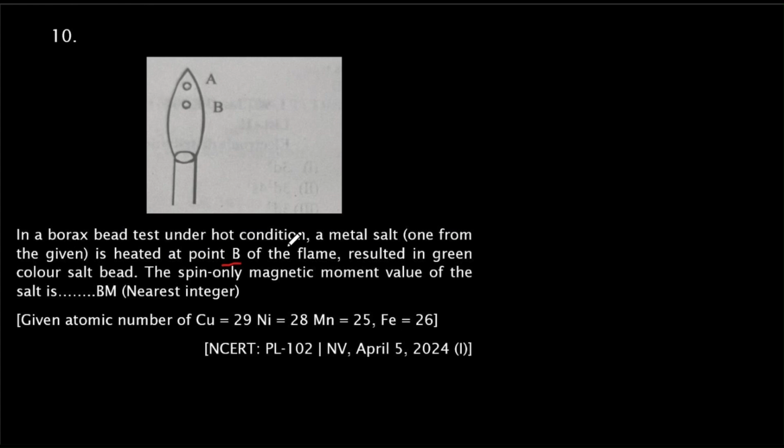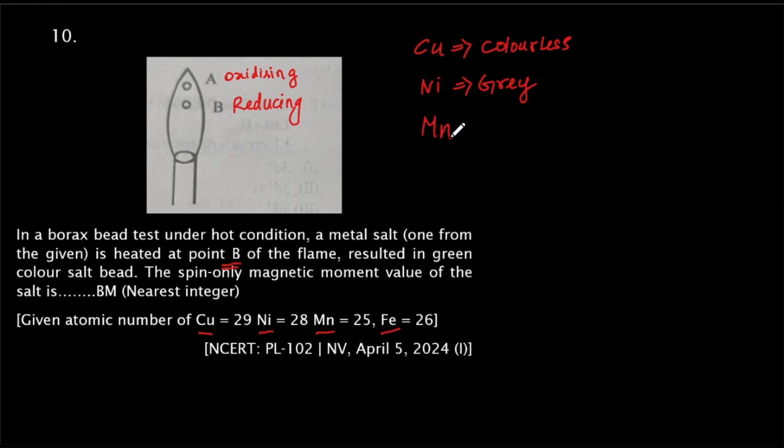In a borax bead test under hot condition, a metal salt is heated at point B of the flame. It results in a green color salt bead. So the given elements are copper, nickel, manganese and iron. So these elements are heated at point B of the flame. Point A is called the oxidizing flame and point B is called the reducing flame. Now they are telling that the elements are shown in the reducing flame. So you have to know what color is given by these elements in the reducing flame. The first element, copper, is colorless in the reducing flame. Nickel gives gray color in the reducing flame. Manganese is also colorless in the reducing flame, and iron gives green color in the reducing flame.